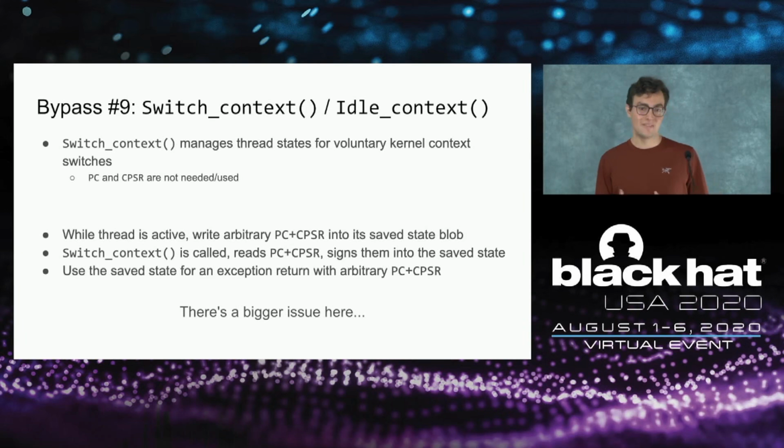And then, because you have a valid signature on an attacker-controlled saved state blob, you can reuse that saved state for an exception return operation with arbitrary PC and CPSR. So basically, you'd set CPSR to be exception level 1 or kernel mode, and PC you'd set to some attacker hijacking gadget. So this is an interesting PAC bypass as well. I wasn't expecting to find this issue in the context switching code, which is called all the time.